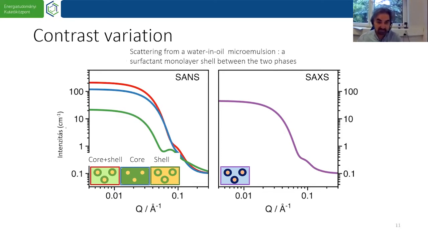These are examples for a water-in-oil microemulsion, which has a very thin shell made of surfactants that separate the inner droplets of water, and the outer phase is made of oil.